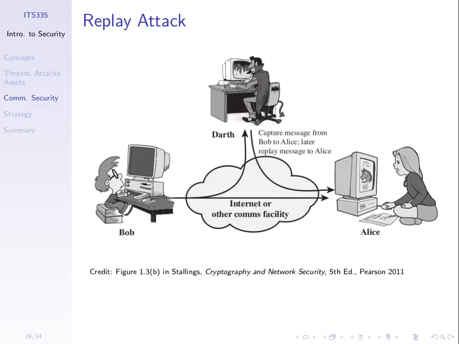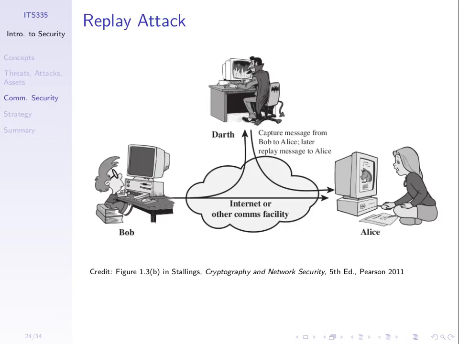Replay attack. Bob, the director, this month sends a message to Alice, the finance officer, saying, please give Darth a pay rise of 10,000 baht for this month. Okay, that's a normal message. That's expected. Darth did a good job.